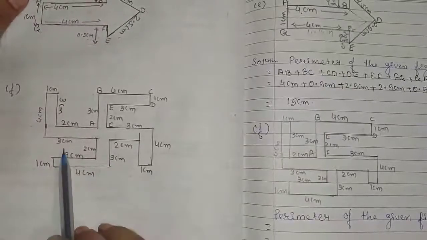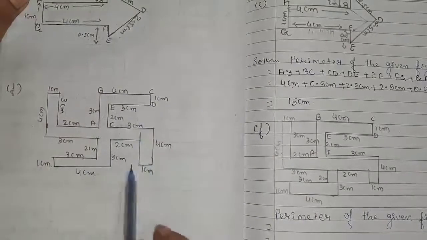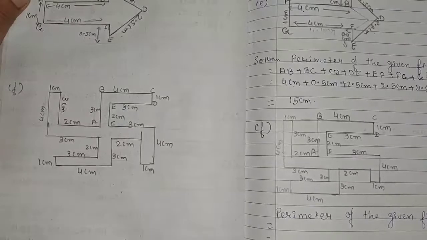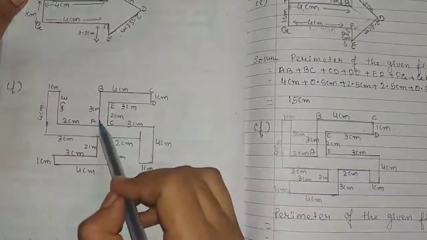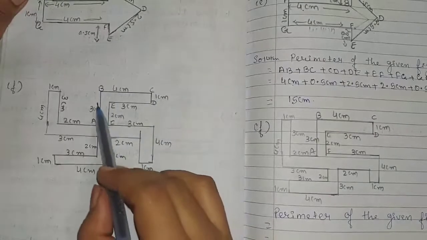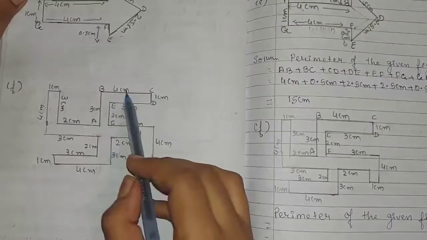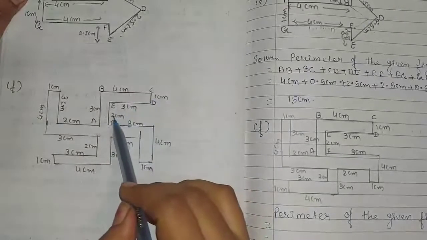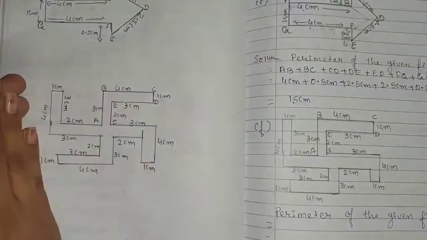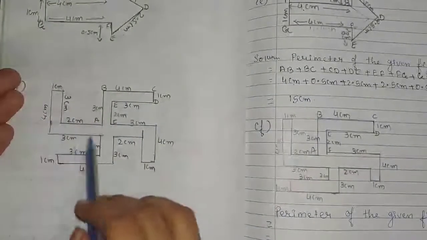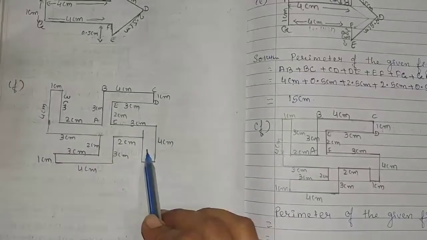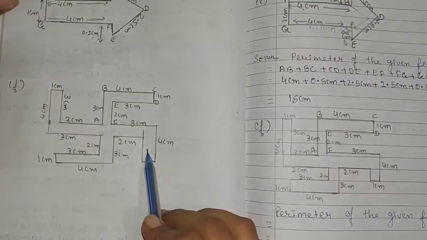Students, this is the shape given in the question. Now how to find the perimeter of this combined shape? In this shape you can observe one thing, that the labels are A, B, C, D, E, F, where the lengths given are 3 centimeter, 4 centimeter, 1 centimeter, 3 centimeter, 2 centimeter and 3 centimeter. All the other 4 sides also have the same length. Here also same lengths are there. So let us make this solution easy.